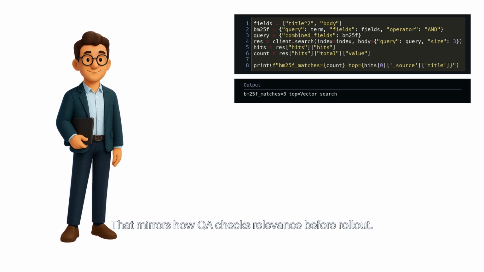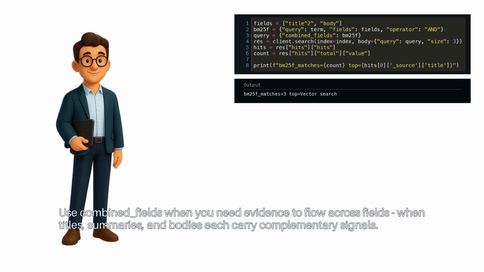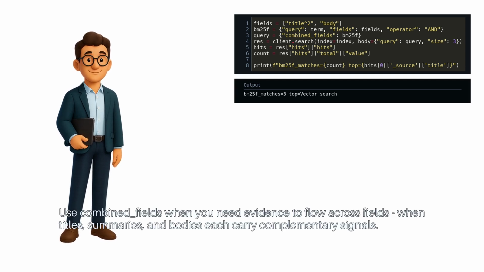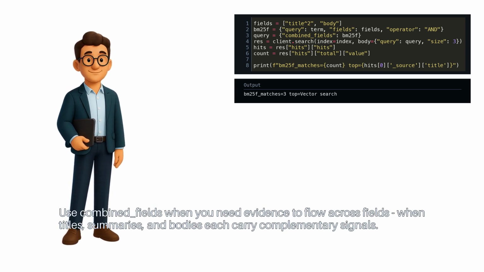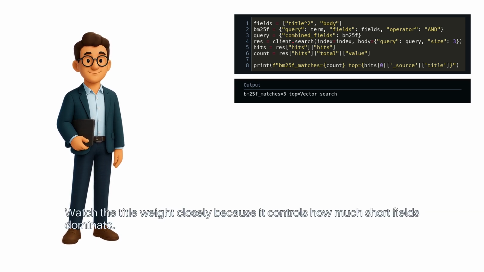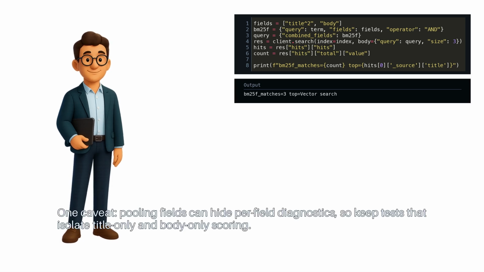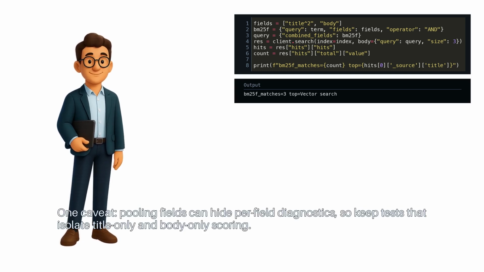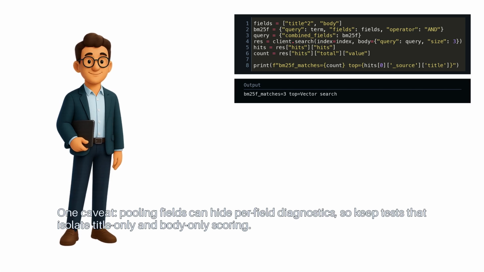That mirrors how QA checks relevance before rollout. Use combined fields when you need evidence to flow across fields, when titles, summaries, and bodies each carry complementary signals. Watch the title weight closely because it controls how much short fields dominate. One caveat: pooling fields can hide per-field diagnostics, so keep tests that isolate title-only and body-only scoring.